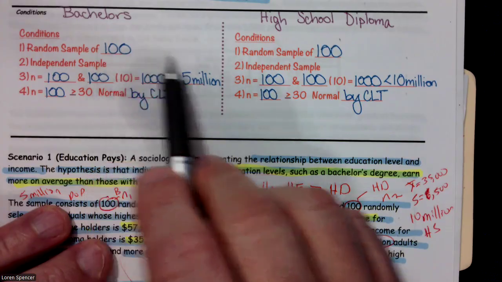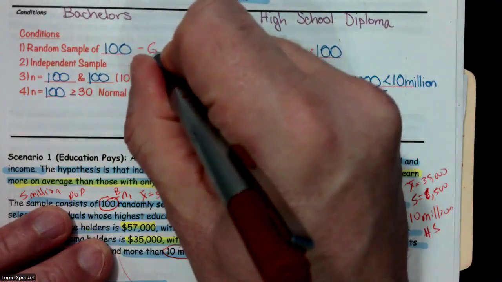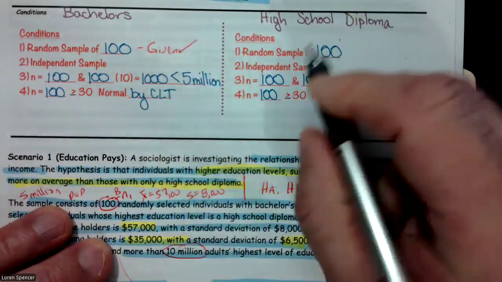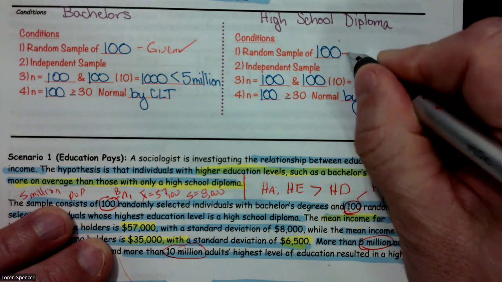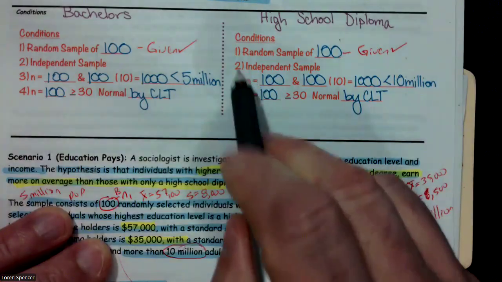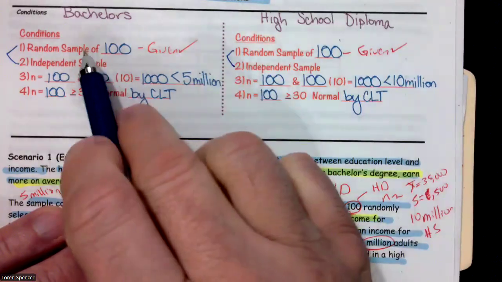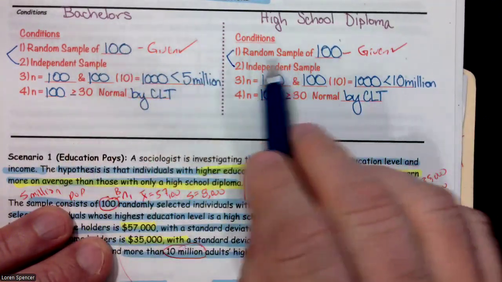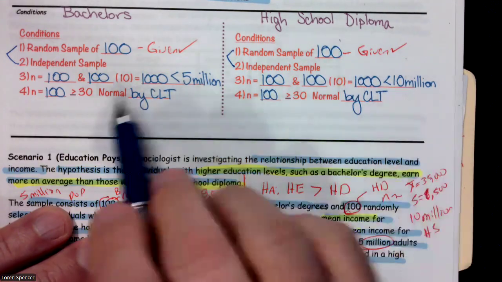So random sample of 100 for the bachelor's, and that was given. So that's good. We have a separate random sample of those who graduated with a high school diploma, and that was given. So that was good. So we have two independent random samples. And as I've said before, I just like to say we have two independent random samples. One of 100 for the bachelor's was given, and one for the high school diploma is also given.